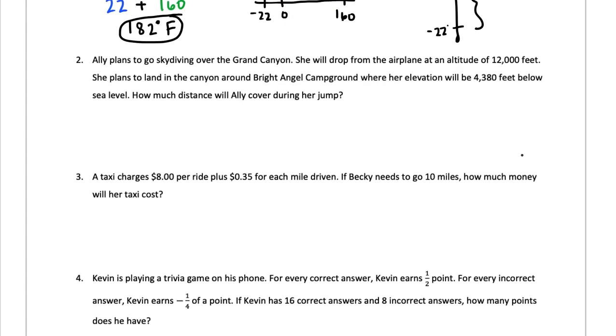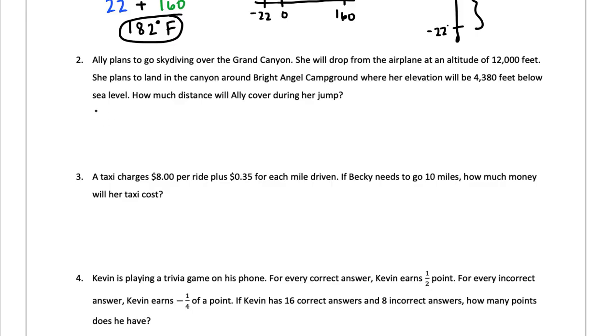In question number 2, it says Allie plans to go skydiving over the Grand Canyon. She will drop from the airplane at an altitude of 12,000 feet. She plans to land in the canyon around Bright Angel Campground, where her elevation will be 4,380 feet below sea level. So how much distance will Allie cover during her jump?